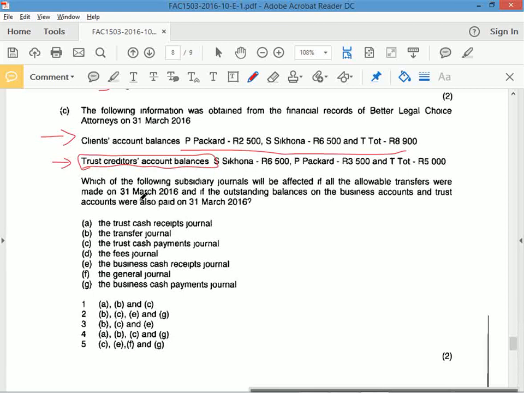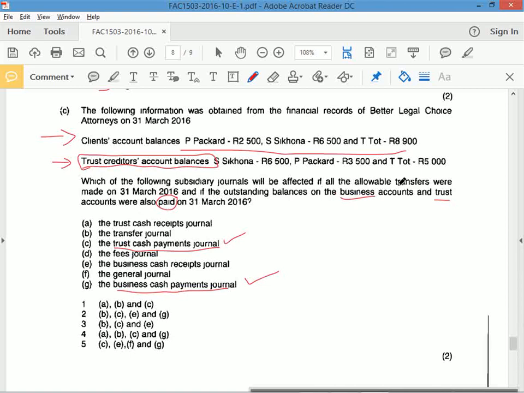Right, so looking at this, subsidiary journals will be affected if all allowable transfers were made, and if the outstanding balances on the business accounts and trust accounts were also paid. Okay, so obviously if things are paid, business and trust, you would have a trust CPJ, so that one, and you'd have a business CPJ, and that one. Okay, so C and G are correct. Okay, we now need to look at all the other scenarios.